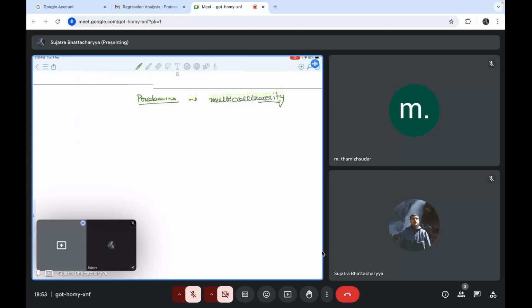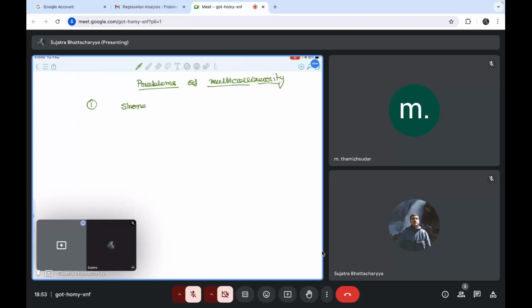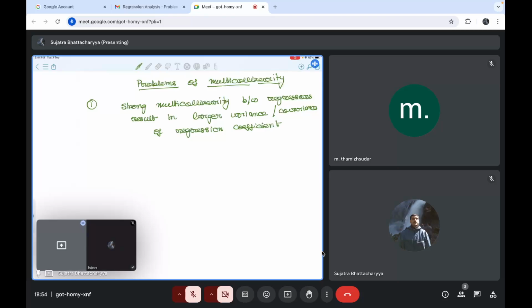So the first one is that strong multicollinearity between regressors results in larger variance, or covariance, of the regression coefficients. Whose variance? The regression coefficients: beta 1, beta 2, beta naught, those things.